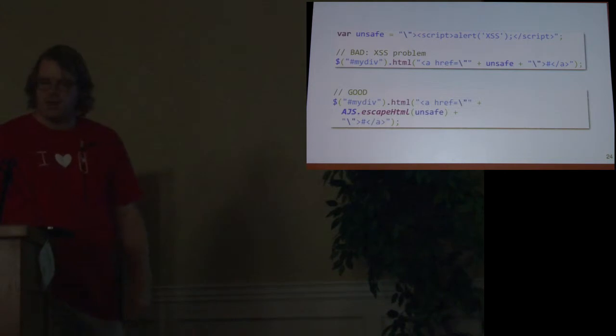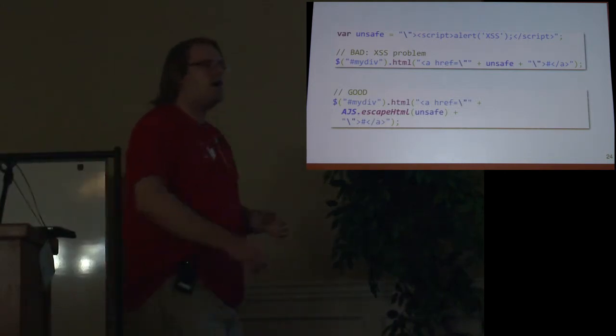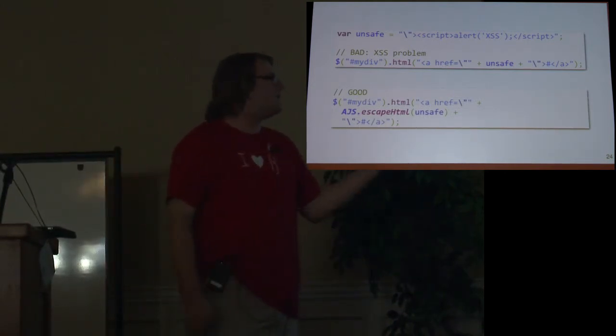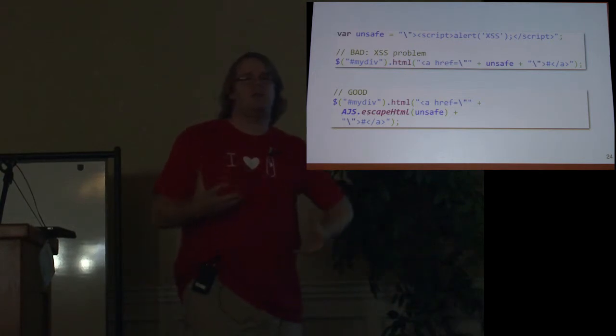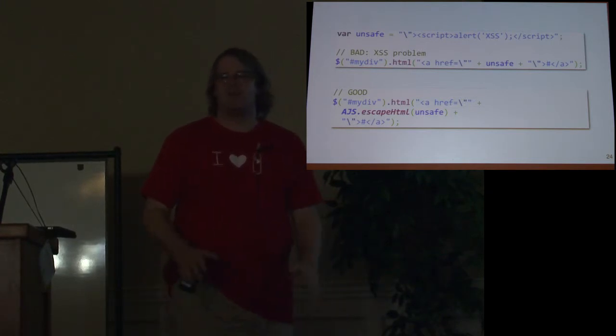So, here's a better way. A prototype AUI component, just called escape HTML, will basically just take anything that goes into your form here. You can pass it a block of arbitrary HTML or text and say, I don't trust what's in here. Make sure there's nothing bad in here.